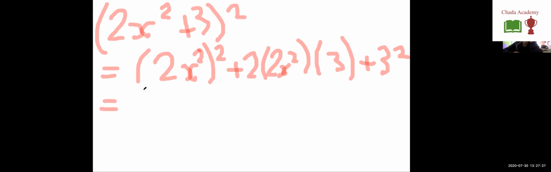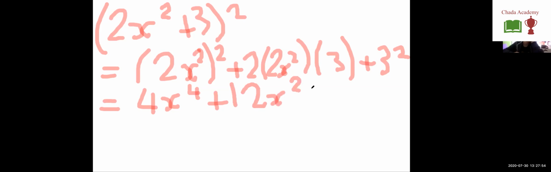Then we expand: 4x4 plus, here you have 2 times 2 times 3, which means 4 times 3, it's 12x2, plus 3 power 2, which is 9. So this is the answer: 4x4 plus 12x2 plus 9.